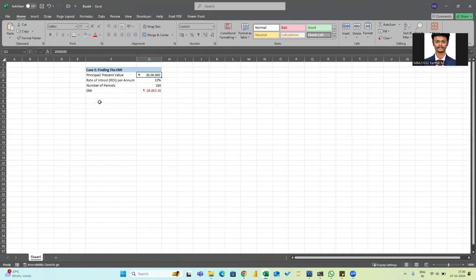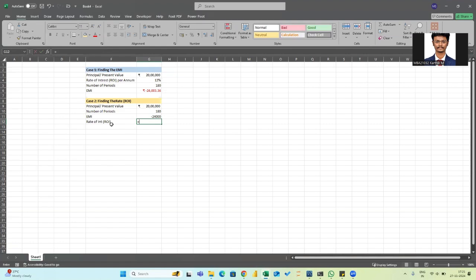Now let's take another case. Case 2, finding the rate, ROI. The same principal amount, number of periods, EMI. EMI, let's say 24,000. Let's keep it as a round figure. And the rate of interest now. Rate of interest.